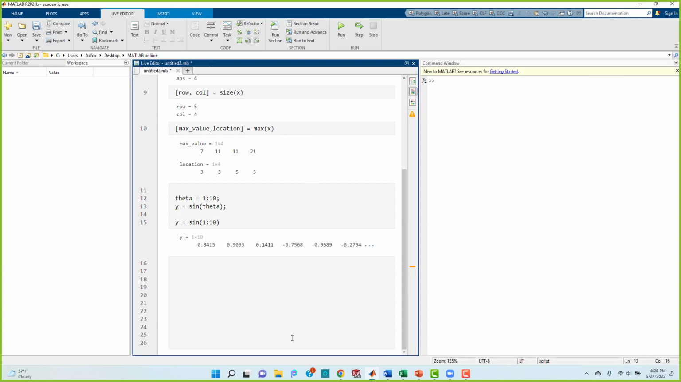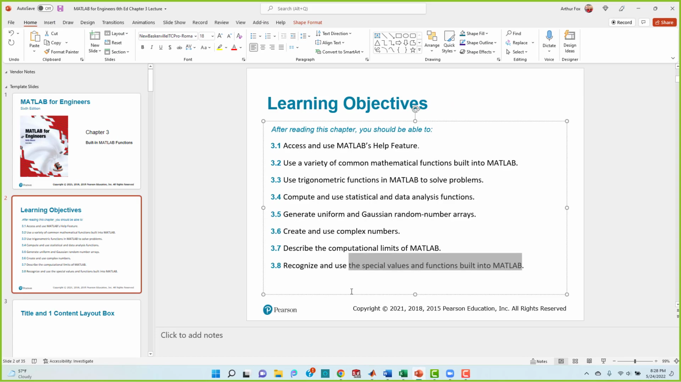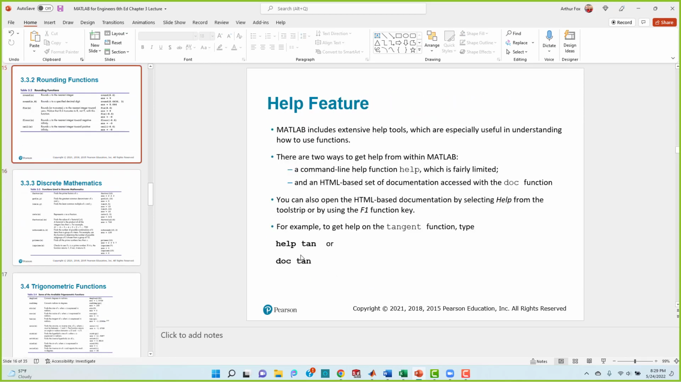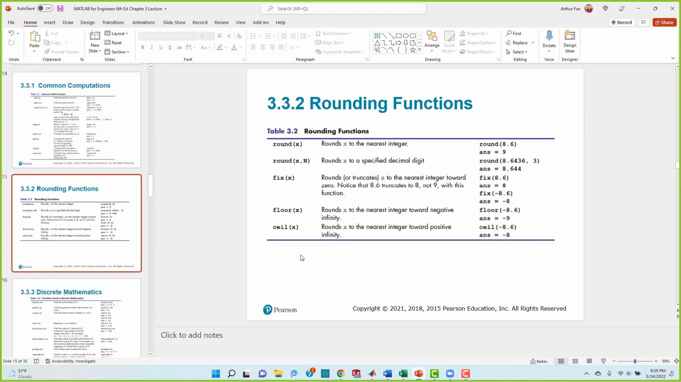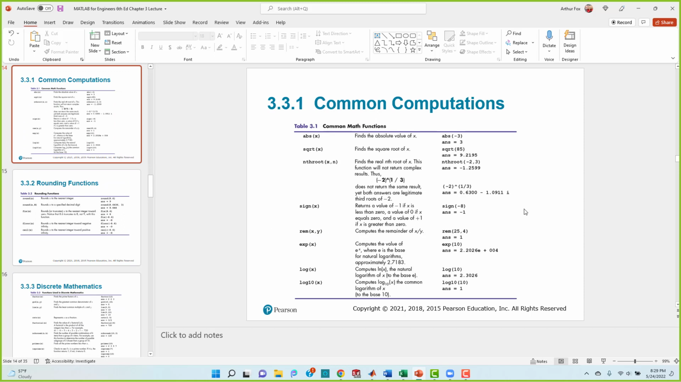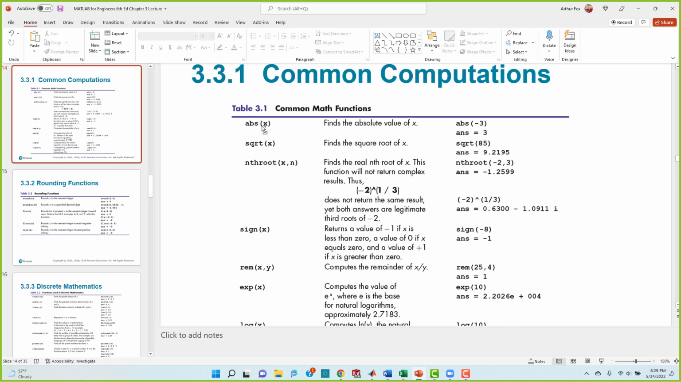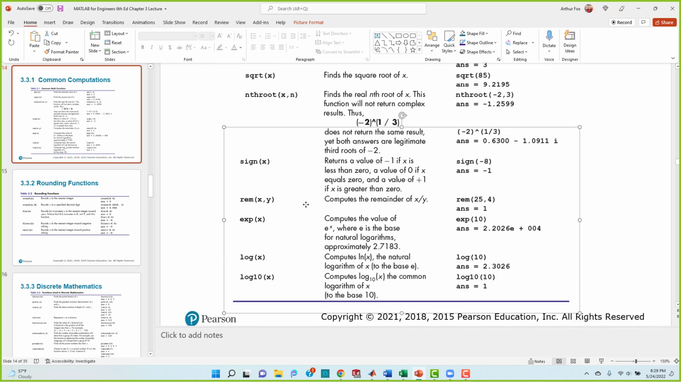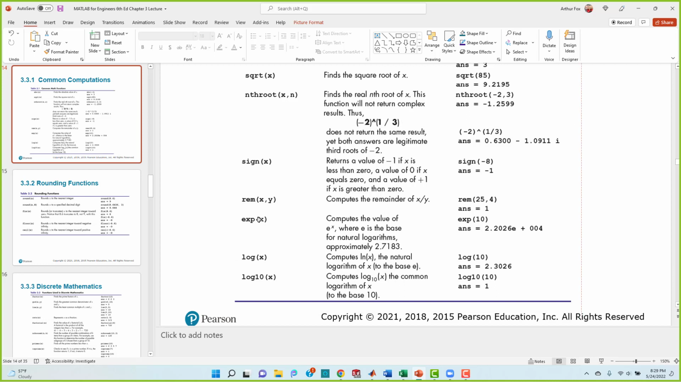Okay, so now we get into a whole bunch of common computations. These are some of the common functions that are in MATLAB. So you've got the absolute value, the square root, the nth root, which allows you to take the cube root, fourth root, whatever root you want. You just put that in as the n value. The sign returns whether it's positive or negative. Rem tells you how much is left over if you divide x by y.